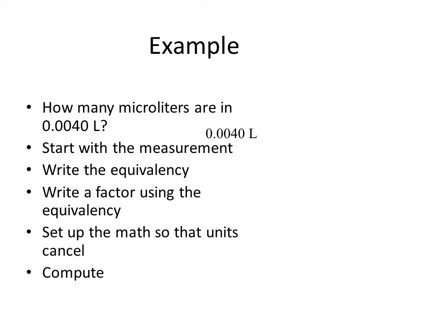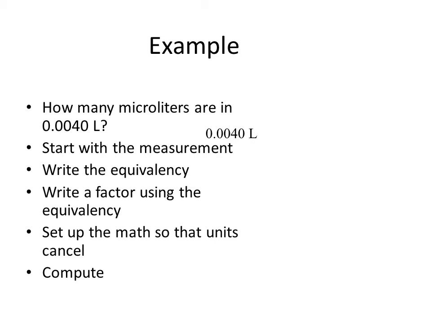So in this example, the first thing we're going to do is read through the problem and see that it says how many microliters are in 0.0040 liters. So we write down the measurement that's given. What measurement is given? It's pretty easy to find this one because it's the only measurement in the problem. So we write it down, 0.0040 liters. So we start the math with the measurement.